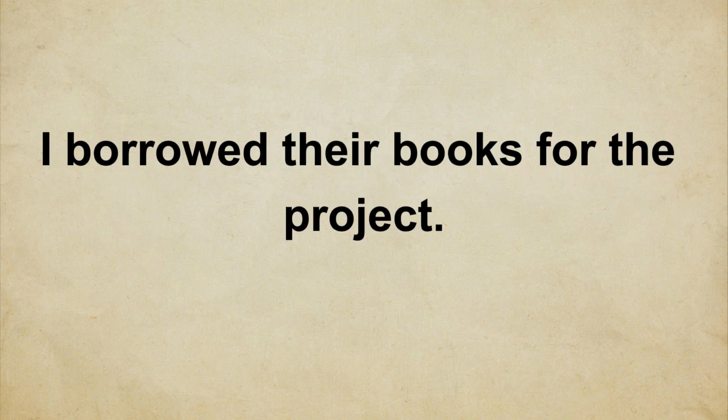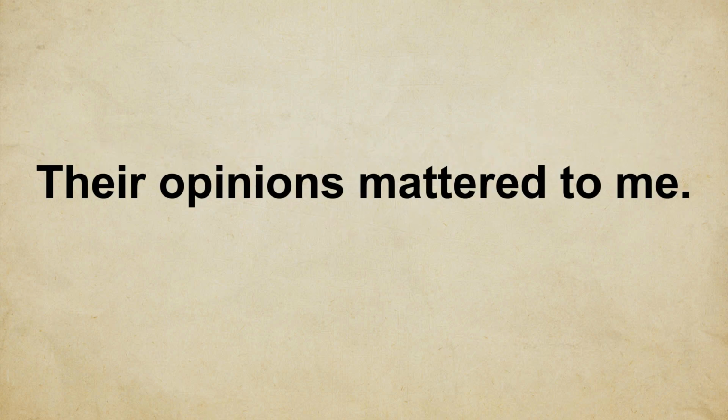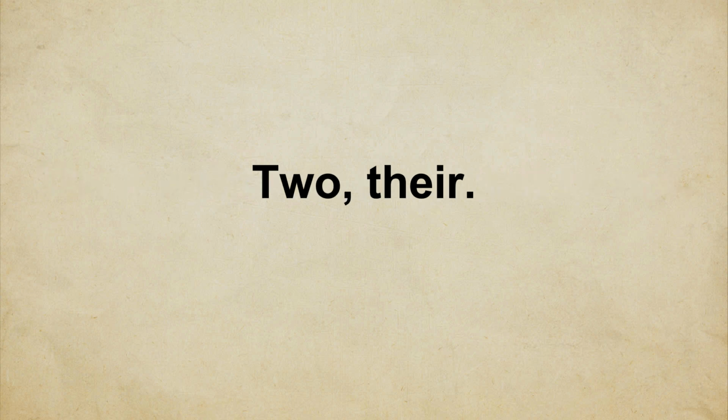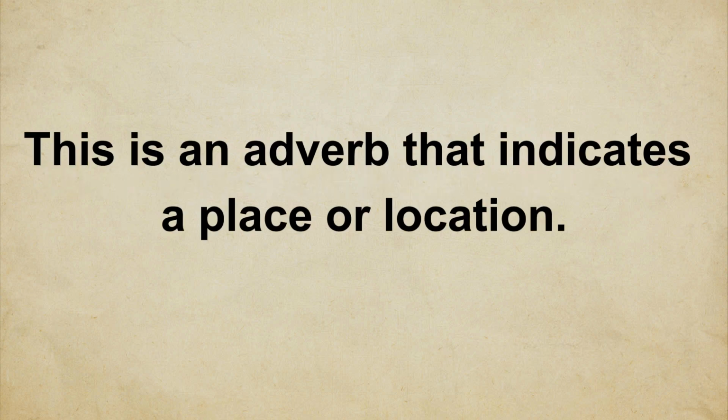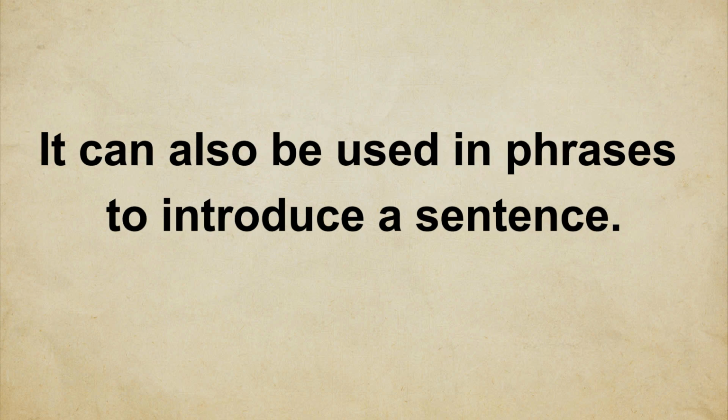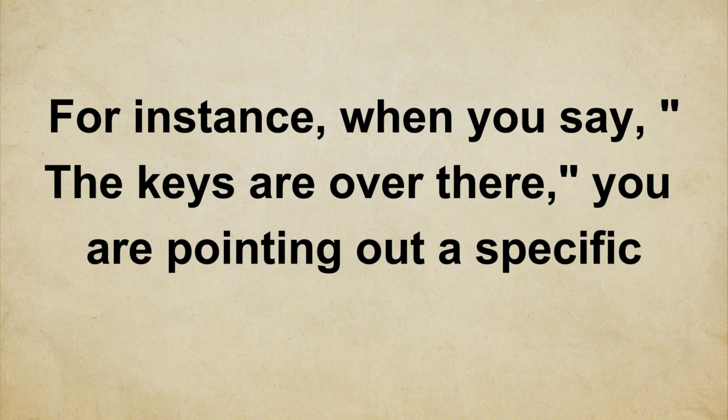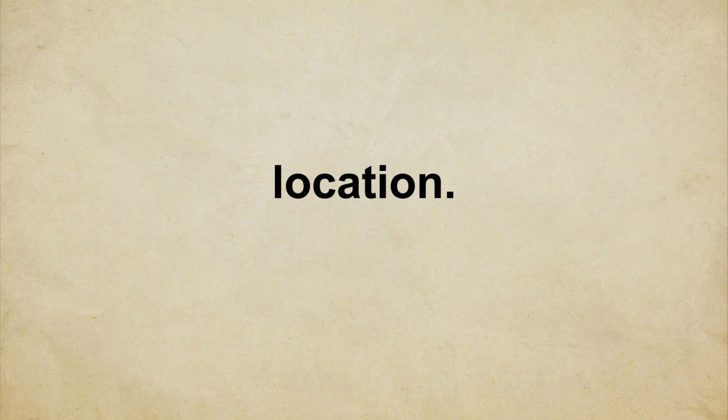Examples: Their favorite movie is playing. I borrowed their books for the project. Their opinions mattered to me. 2. There. This is an adverb that indicates a place or location. It can also be used in phrases to introduce a sentence. For instance, when you say, "The keys are over there," you are pointing out a specific location.